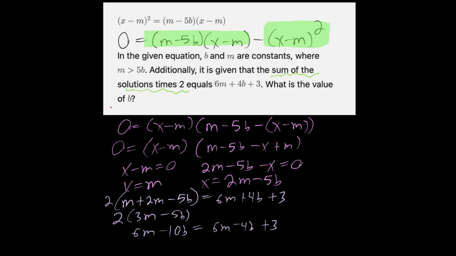If we subtract 6m from both sides, it'll fully cancel away. And now we have negative 10b equals negative 4b plus 3. Now we can maybe add 4b to both sides. Negative 6b equals 3. Divide by negative 6, and we'll have b equals negative 1/2. And that's our answer to this incredibly difficult question.